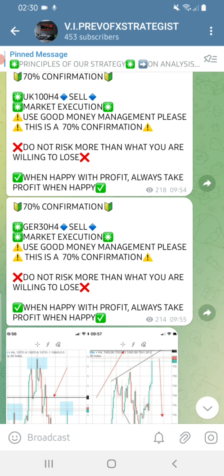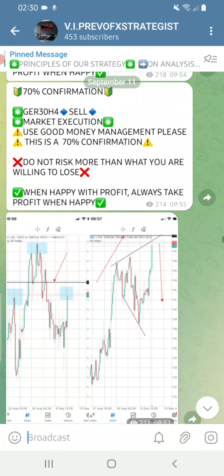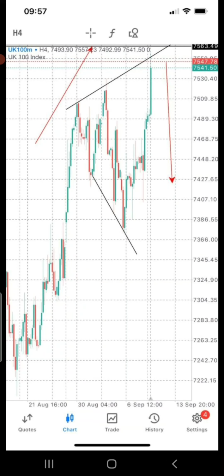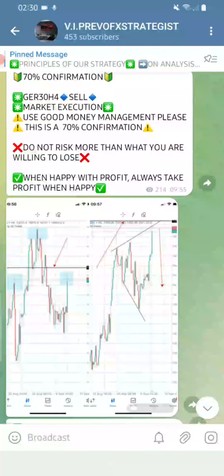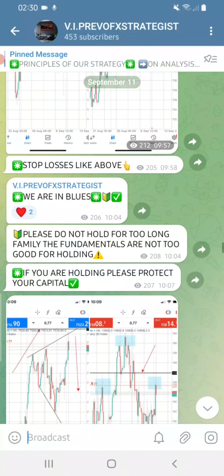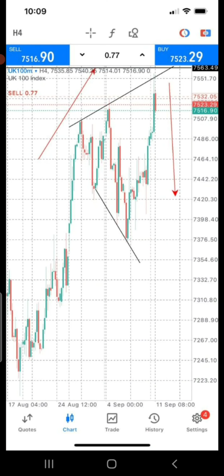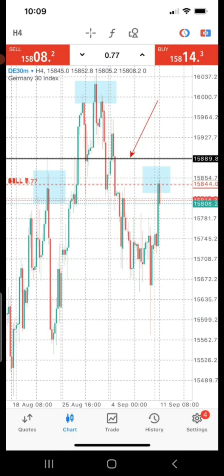As you can see, these were the signals that were given: UK 100 sell and the German 30 sell. Those were the setups there. And then this was the UK 100. Okay, let's see how the market performed. As you can see, immediately we were already in profit. This was the UK 100 and this is the German 30.